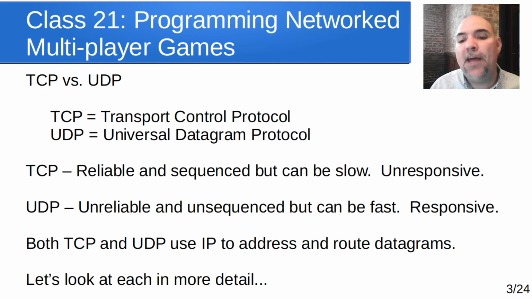It can be very fast and responsive, but it's unreliable. So you have this balance between reliability and guaranteed delivery on the one hand, and on the other hand, something that's very fast and has low latency. So both TCP and UDP can use IP to address and route the datagrams. They really are both just different ways of using the same technology. So let's take a look at both of them in just a little more detail here.